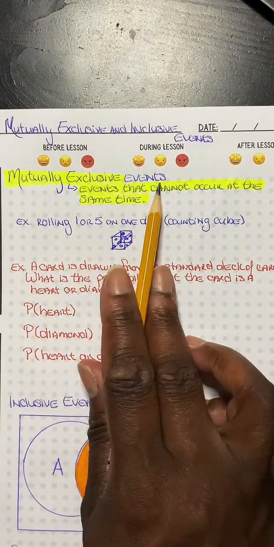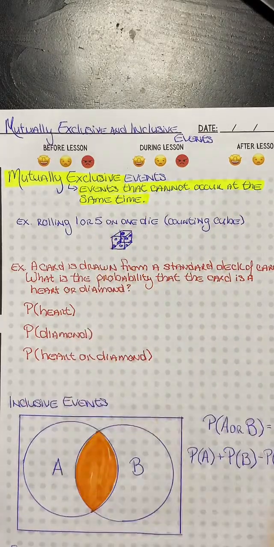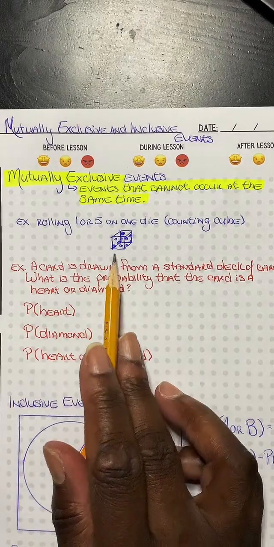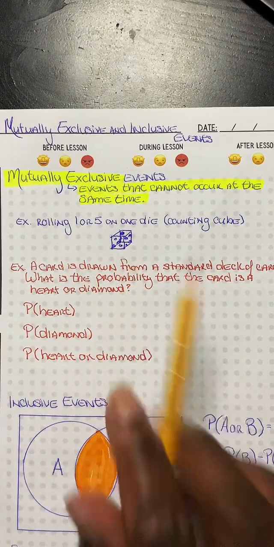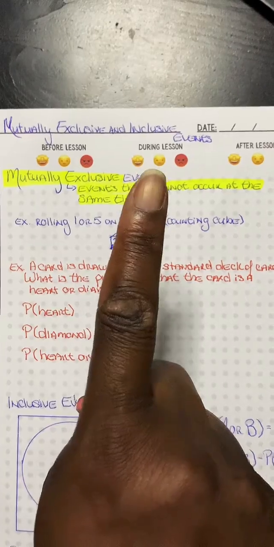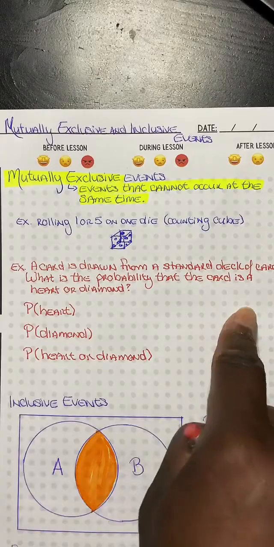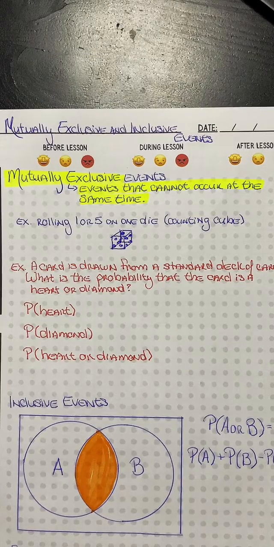Mutually exclusive events. Okay. Events that cannot occur at the same time. There's a couple things that people can't have at the same time. So, like, math-wise, if you roll a die, just one die, you can't get a 1 and a 5 at the same time. Not possible. Okay? Not possible.